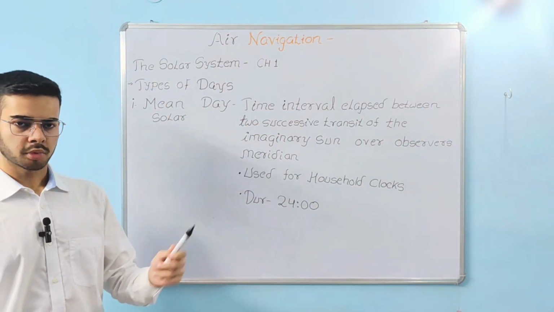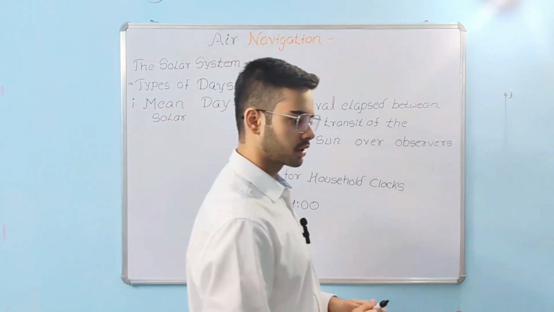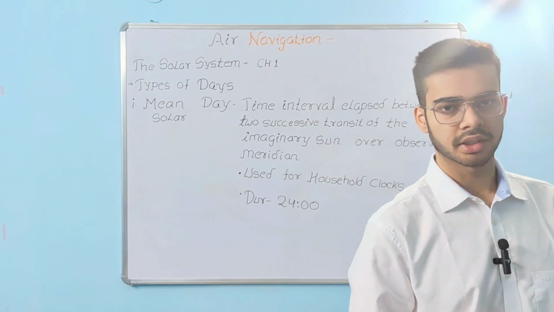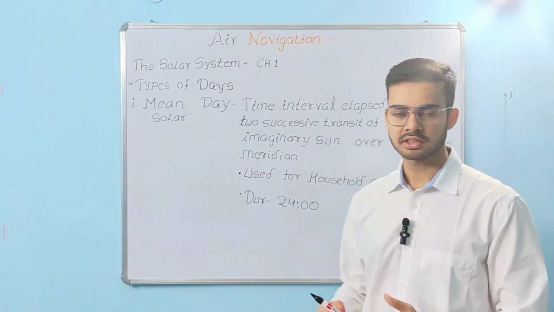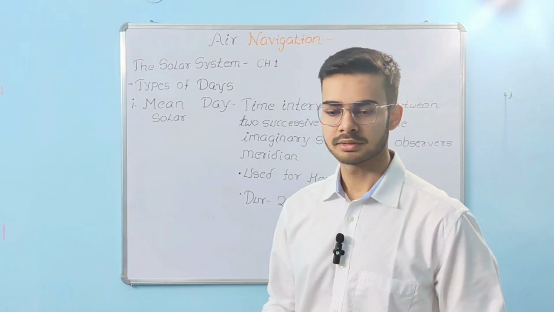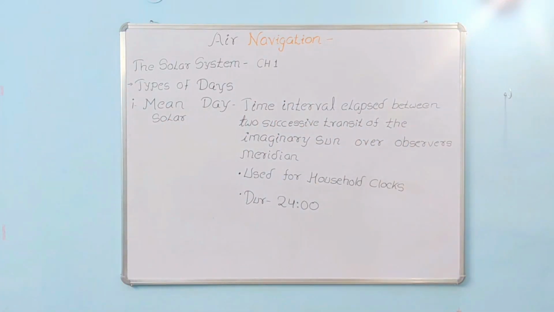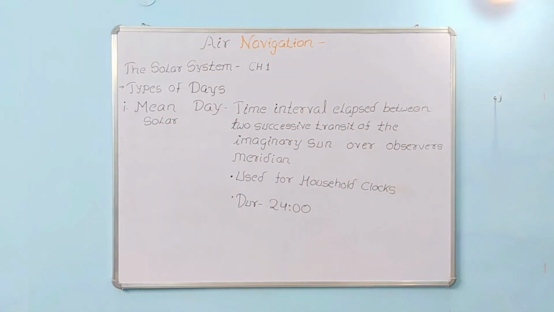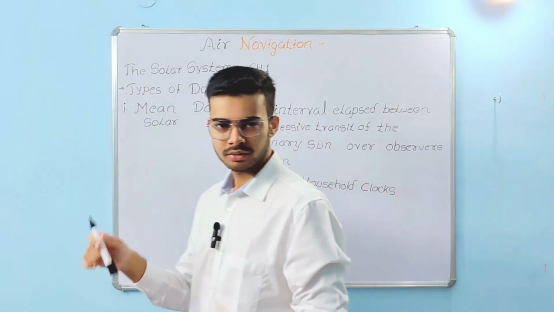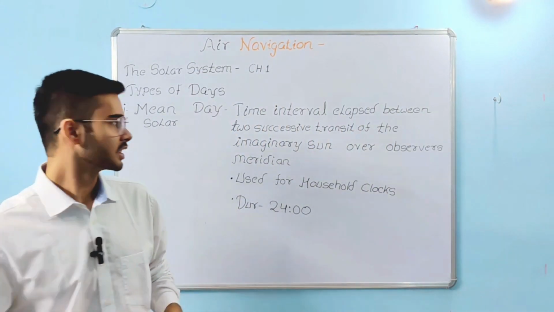So this was all about the types of days. Now you could copy it down and then we could proceed towards our last topic, the twilight period. So please copy it down. So I hope you have noted it down. We can erase it now.